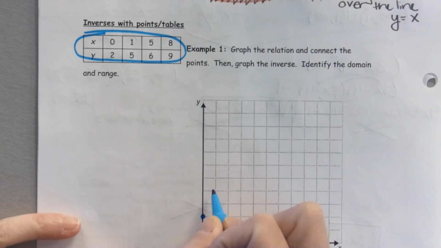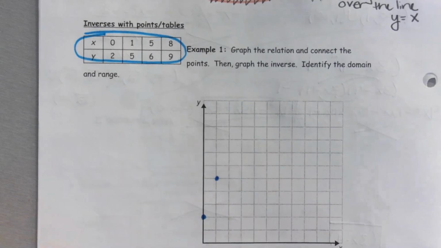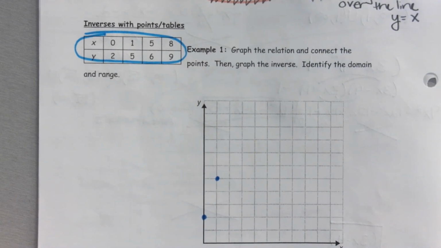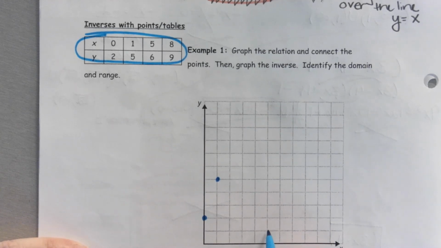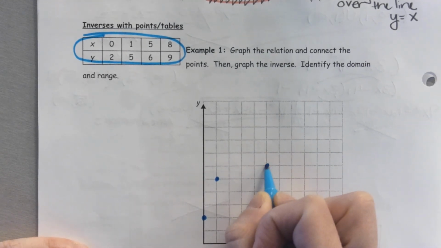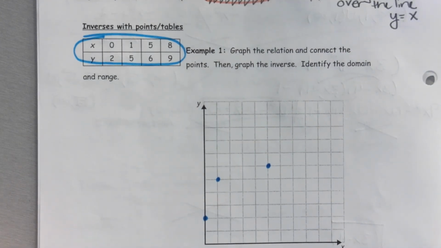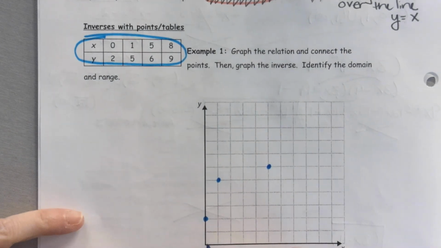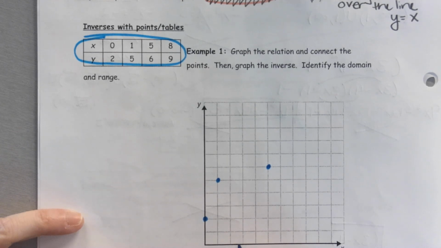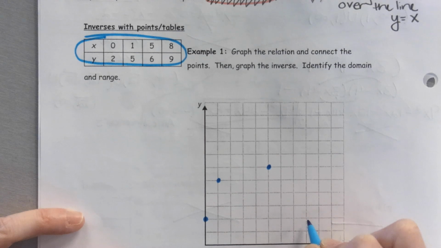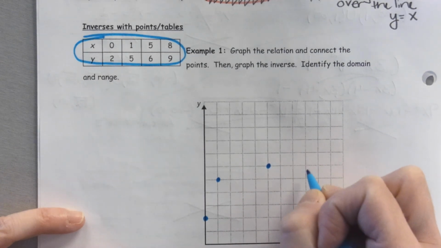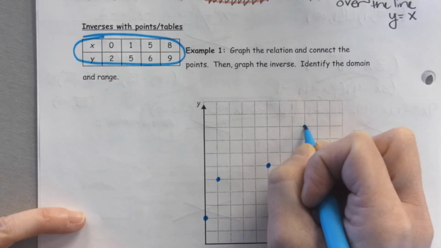Over 1, 2, 3, 4, 5. I'm going to graph a point over 5, up at 6: 1, 2, 3, 4, 5, 6. And then I'm going to graph a point over 8, up at 9. So I'm over 1, 2, 3, 4, 5, 6, 7, 8, up at 9.